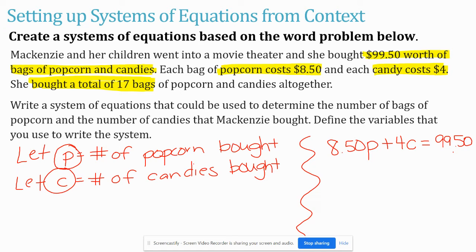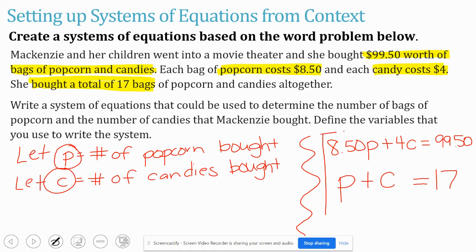So the only thing we have left here is she bought a total of 17 bags of popcorn and candy altogether. We can't just leave that 17 out, and that 17 is a really important part of the second equation that we're going to create. So we know that it's a total of 17 bags, so I know that my total here is going to be 17. Now, we don't know how many bags of popcorn and how many candies she bought, so it's just going to be the amount of popcorn plus the amount of candy. The quantity of those two together should equal 17. And this is your system of equations.